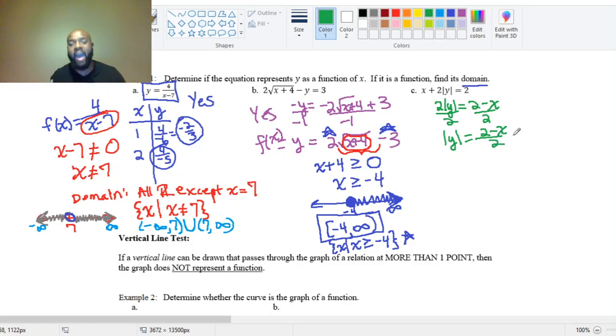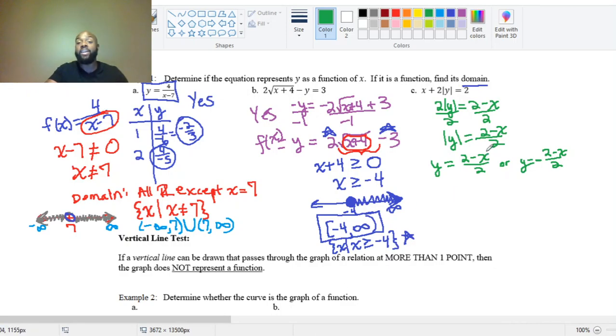I have the absolute value on this left-hand side. Remember, if I want to remove the absolute value, I set it equal to the positive and the negative of what's on this side here. All right, so I get y equals positive 2 minus x over 2, or y equals -2 minus x over 2. All right, if you want to write it as one equation and put plus or minus, that's perfectly fine.